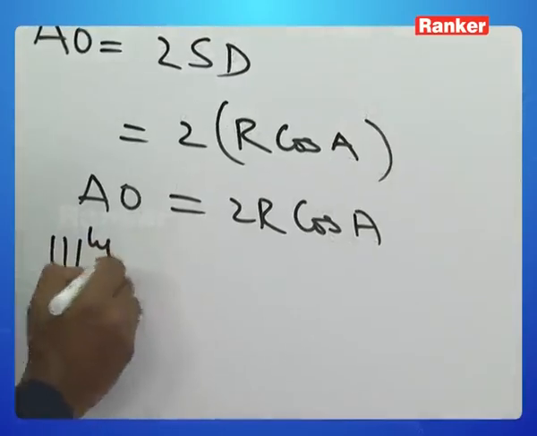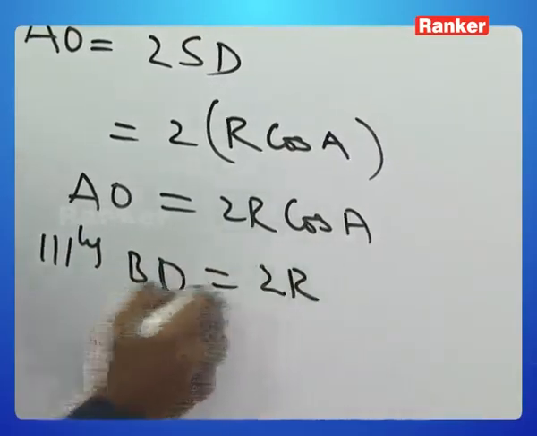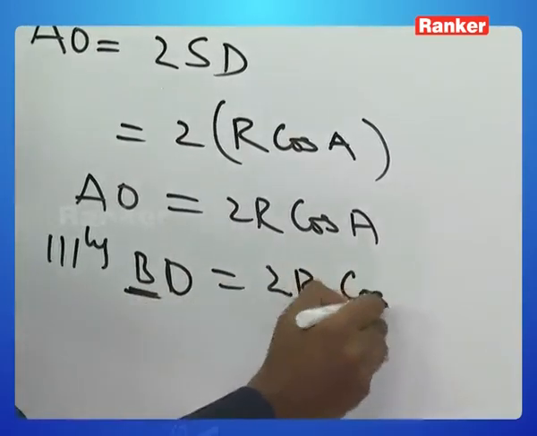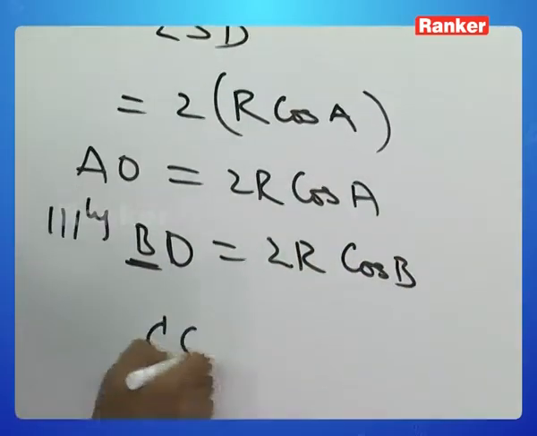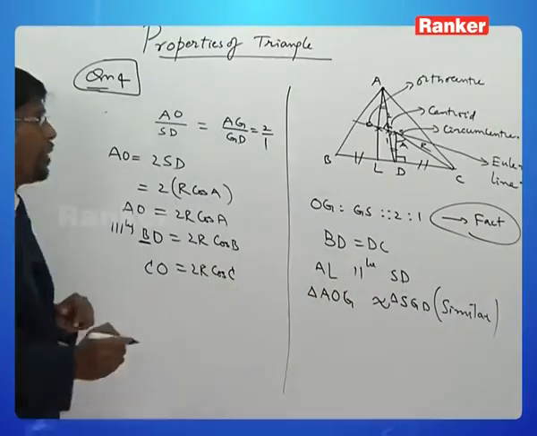Similarly, BO will be 2R cos B, because now it's coming from B. CO will be 2R cos C.